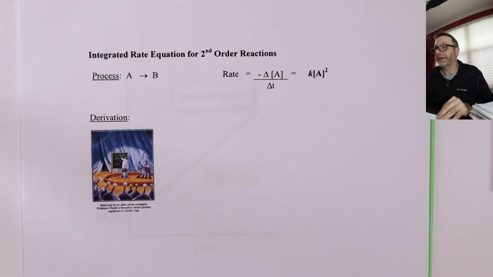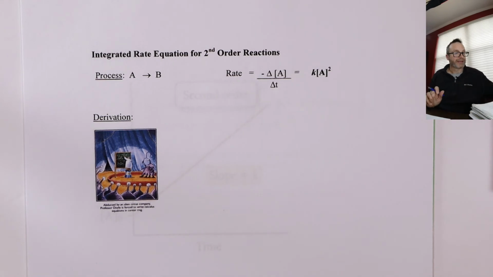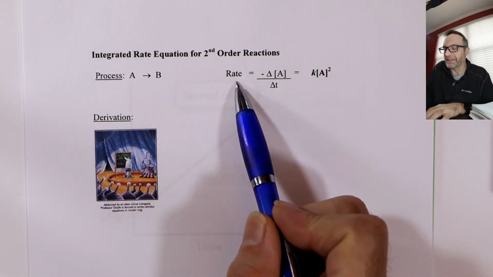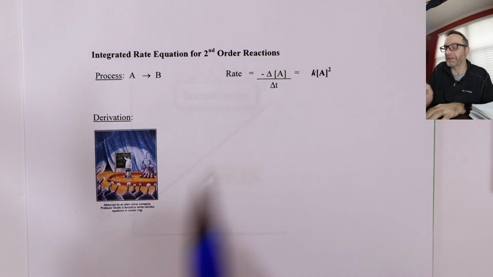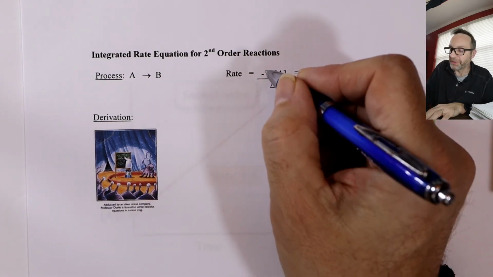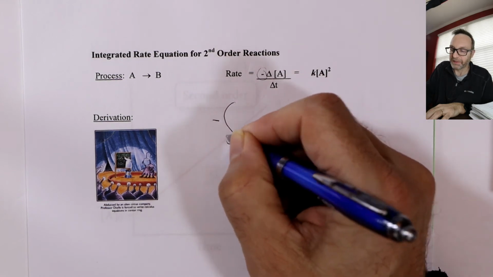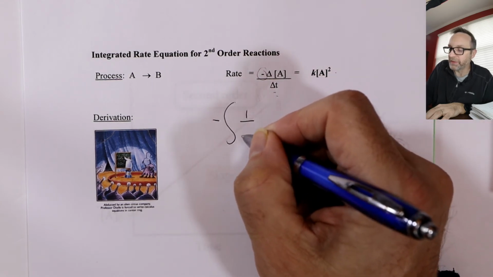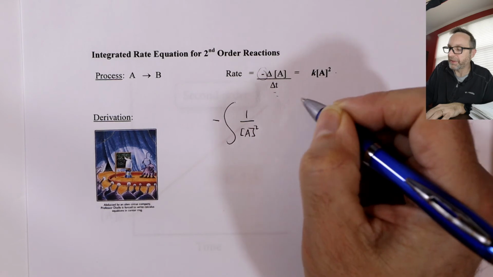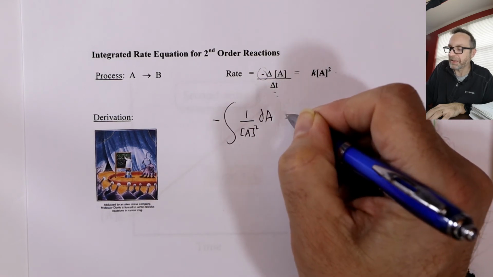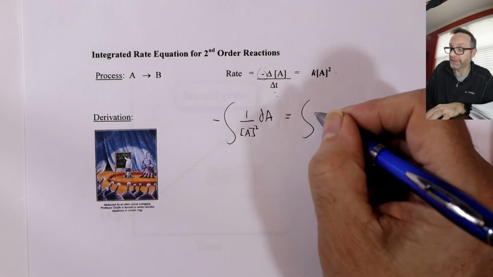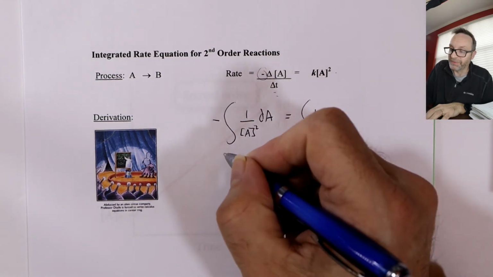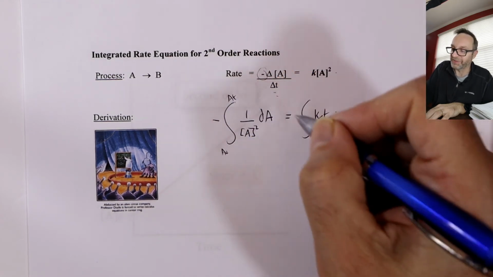Now we'll do the same thing for a second order. We'll do our integration again. This one, hold tight, it's a little bit more involved. Rate is this, which equals k A to the second power for a second order process. Therefore, because it's going away, minus the integral of, and we'll do the same thing, bring A over, t over, so it's 1 over A squared dA equals, same as before, kt. Put the limits of integration in.